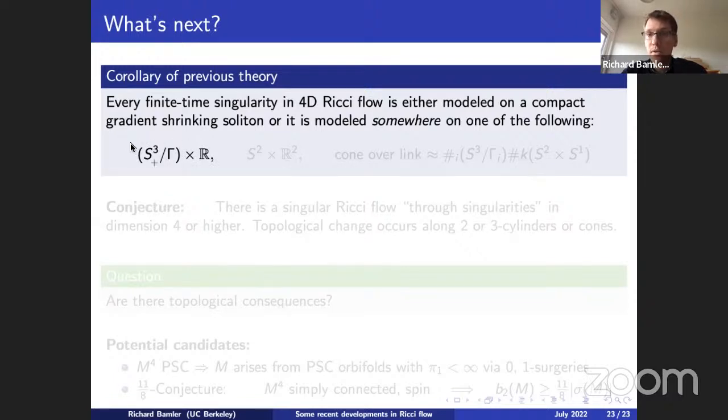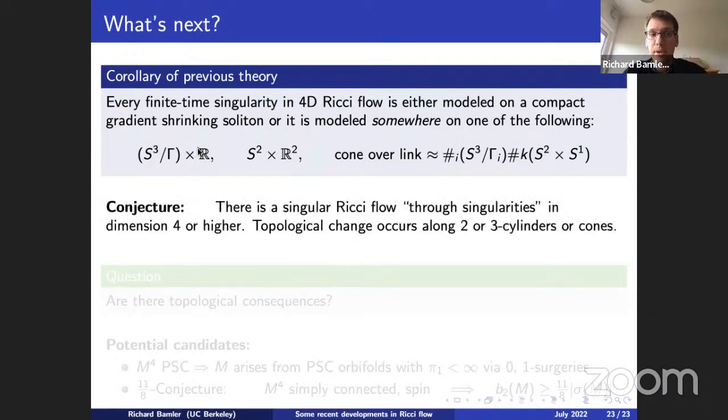Either a round cylinder, or a quotient of it with a 3-sphere as a cross section, or a round cylinder with a 2-sphere as a cross section, or a cone over a link that's diffeomorphic to a connected sum of spherical space forms and copies of S2 cross S1. So at least somewhere that's what the singularity looks like. These are the regions responsible for the singularity formation.